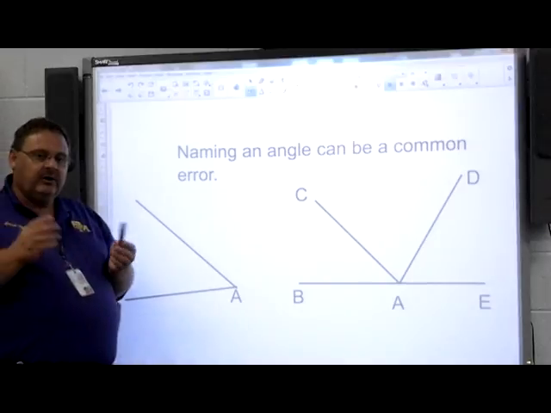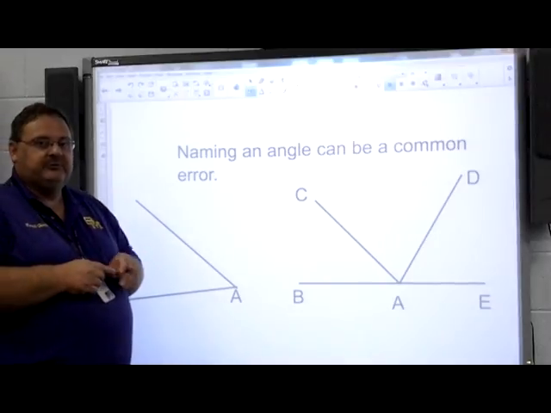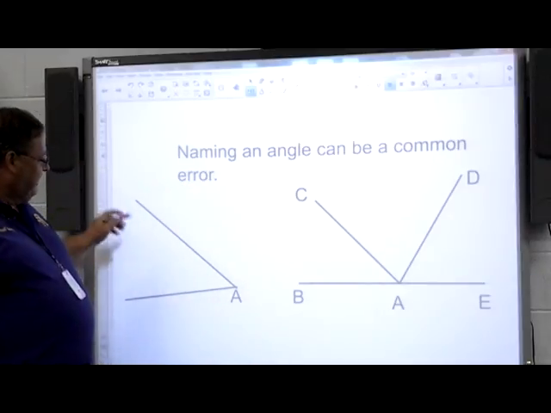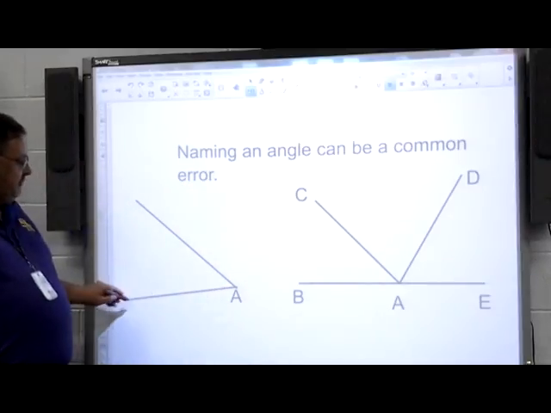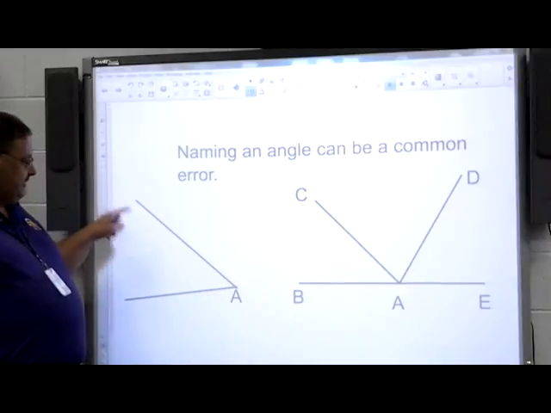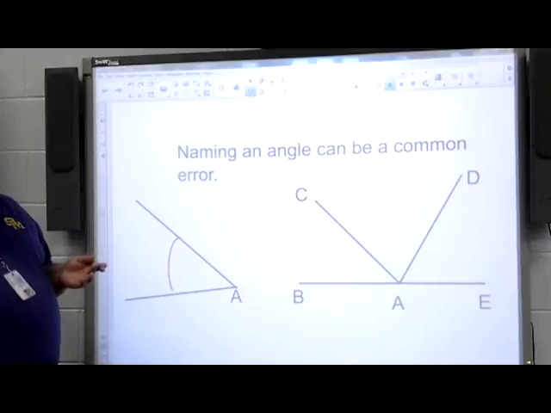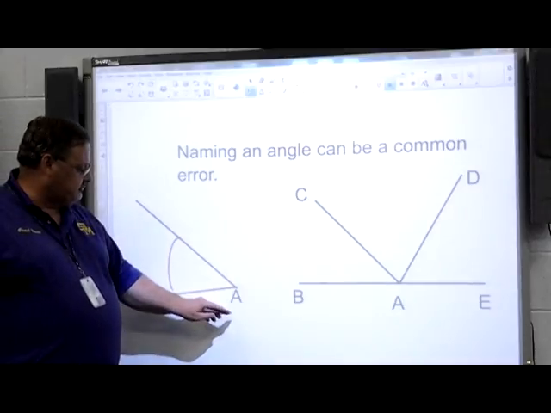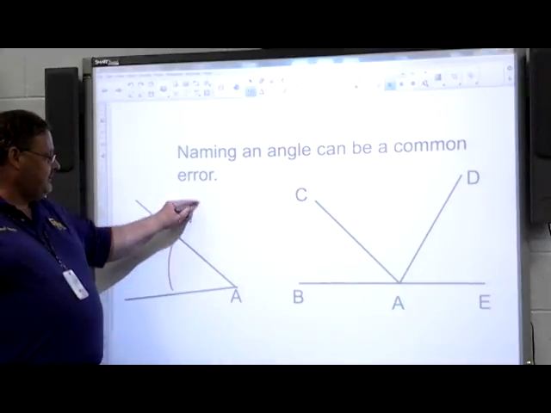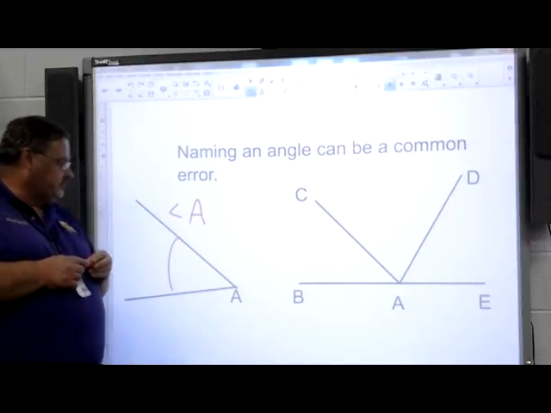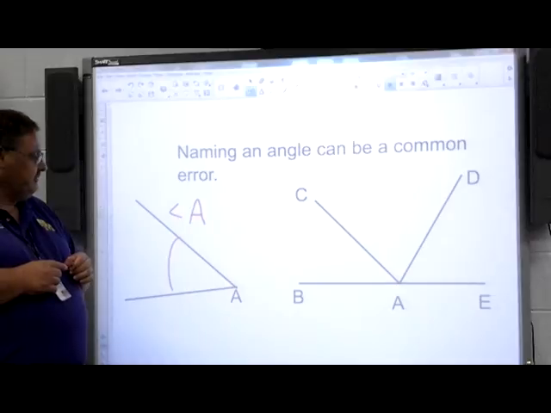One common error that I found in basic geometry is the simple naming of an angle. An angle is 2 rays that share a common vertex or a point, okay? And thus we formed our angle here. And we can name an angle at that vertex, so I could call this angle A. Okay? And a point is always named with a capital letter in geometry.